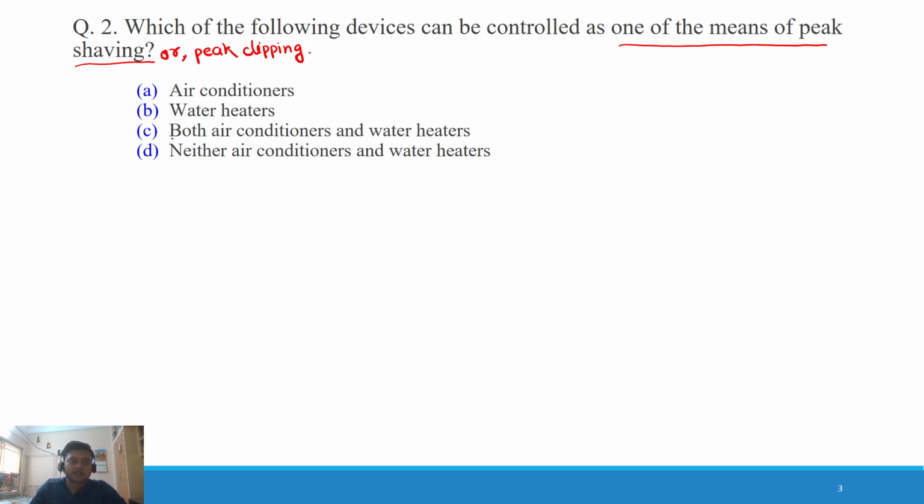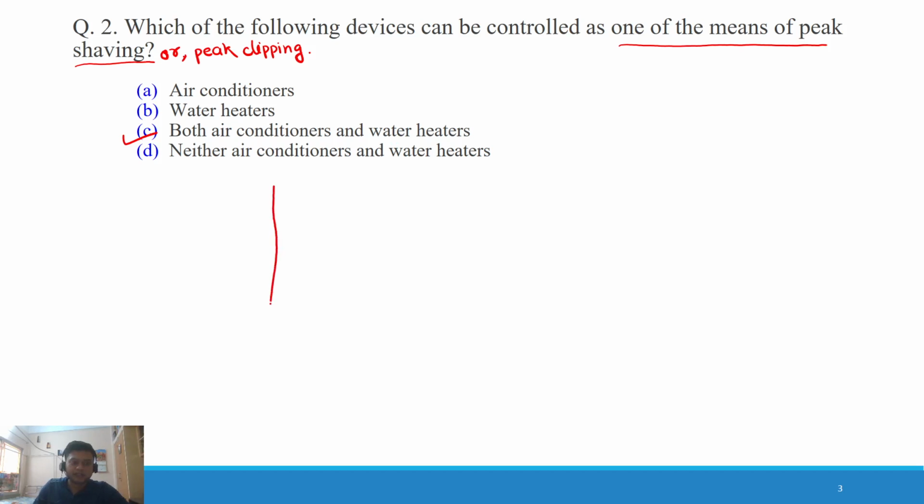As we saw in the last problem, by efficient control of air conditioners or water heaters, some of the loads are controllable. By using that, we can reduce the peak demand. For this problem, option A is air conditioner, option B is water heaters, option C is both air conditioner and water heaters, and option D is neither. So the correct answer is both air conditioner and water heaters.